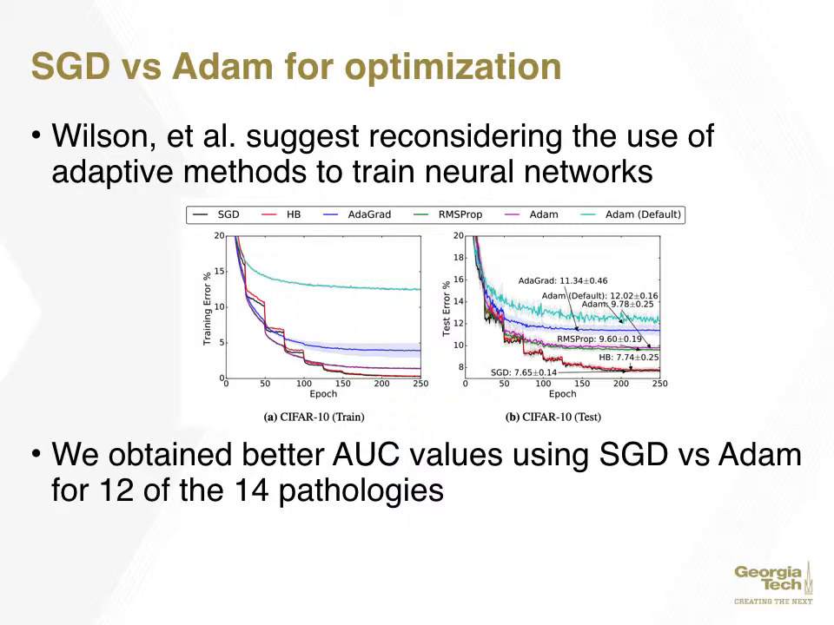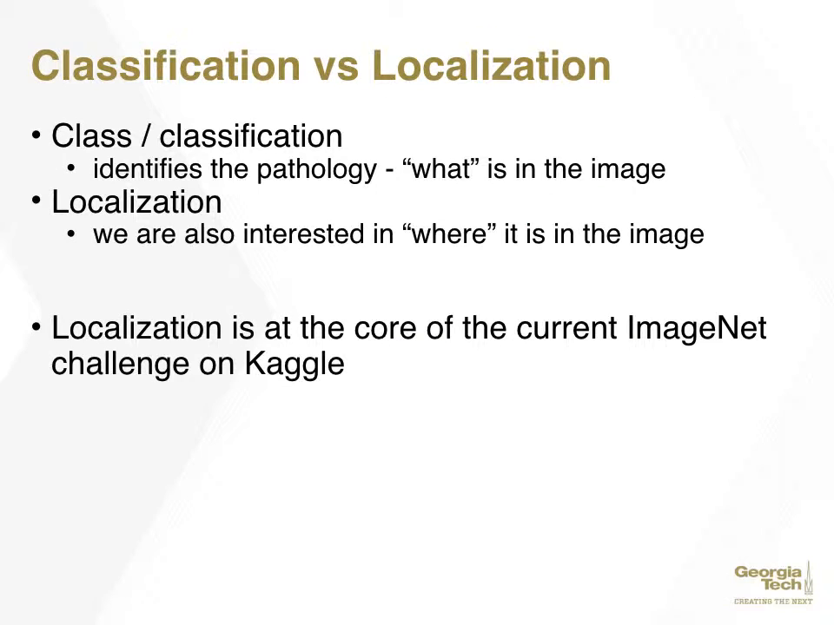Wilson and collaborators showed examples of adaptive methods that generalize worse than SGD and suggest reconsidering their use to train neural networks. We obtained better AUC values using SGD versus Adam for 12 of the 14 pathologies.